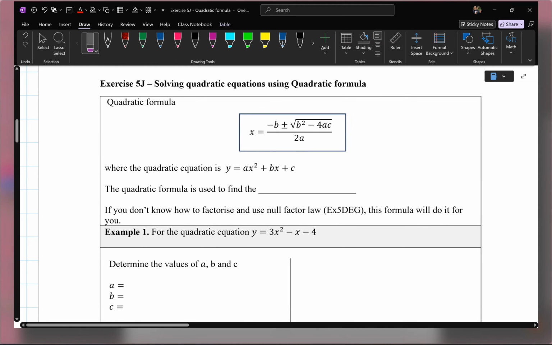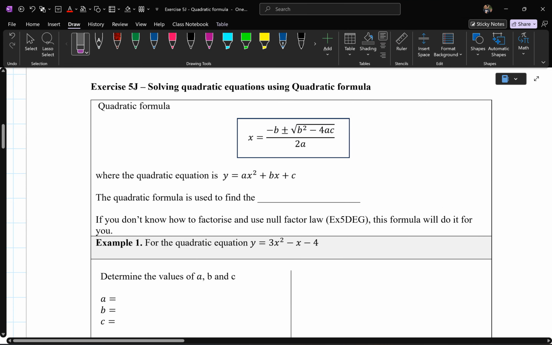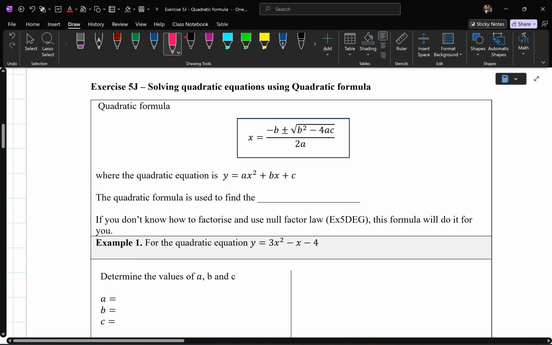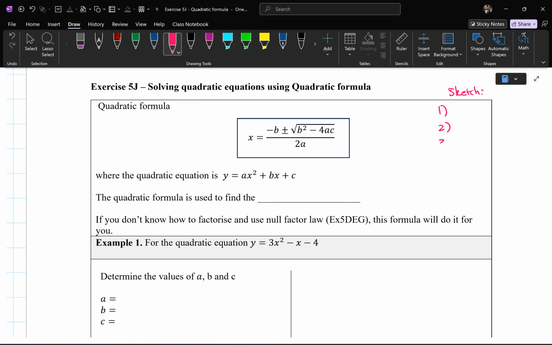So, Exercise 5J, so far, what have we done? We've learnt algebra, we've learnt how to factorize, complete the square, all of which is to help you sketch. If you think about it logically, it's only to help you sketch. Now, to sketch a parabola, there were three things that you need.